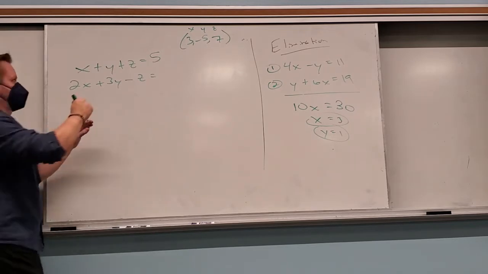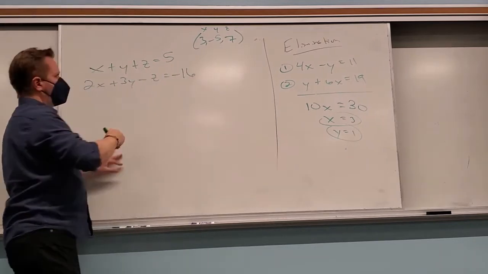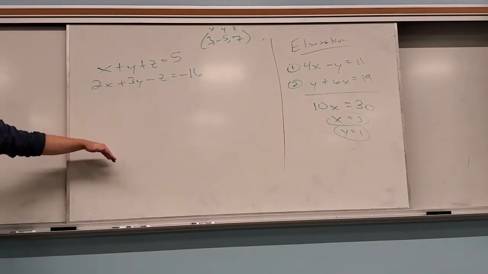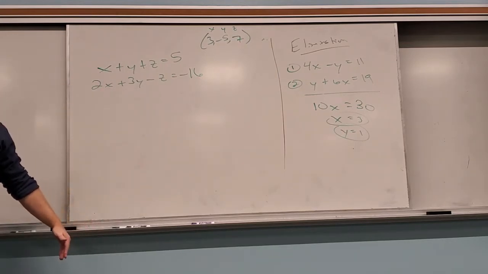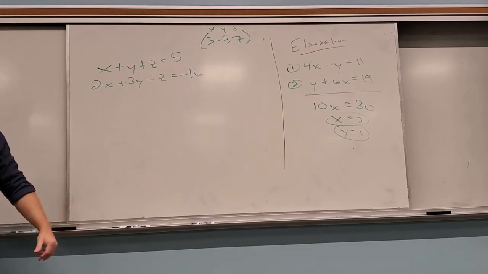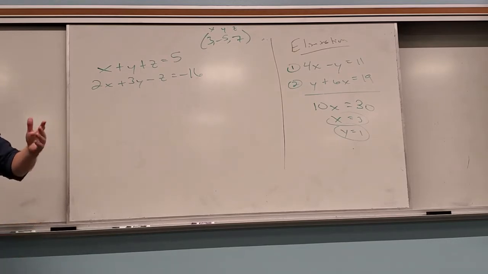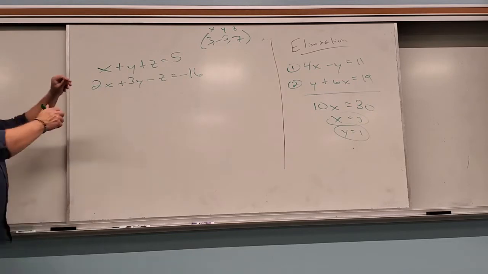Negative 16. You guys with me? How many of these could I do? Infinite, yes? 4x plus blah blah, 5x plus blah blah, 6x plus blah blah blah. Okay, well, we only need how many to actually be able to work the problem out? We just need 3. So let's do one more.